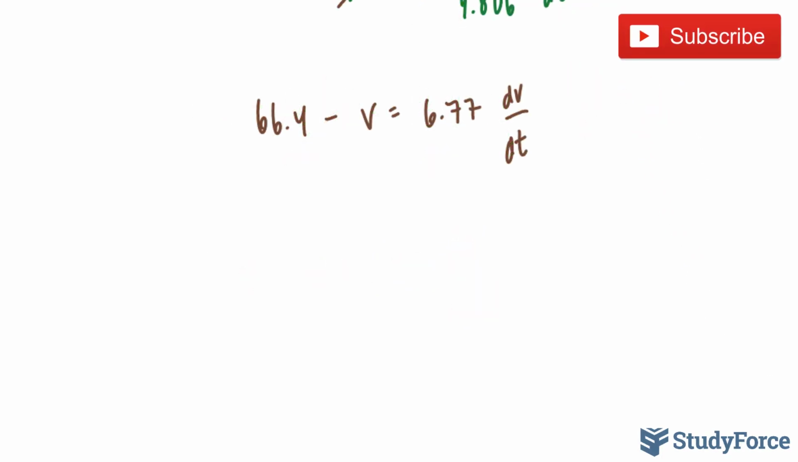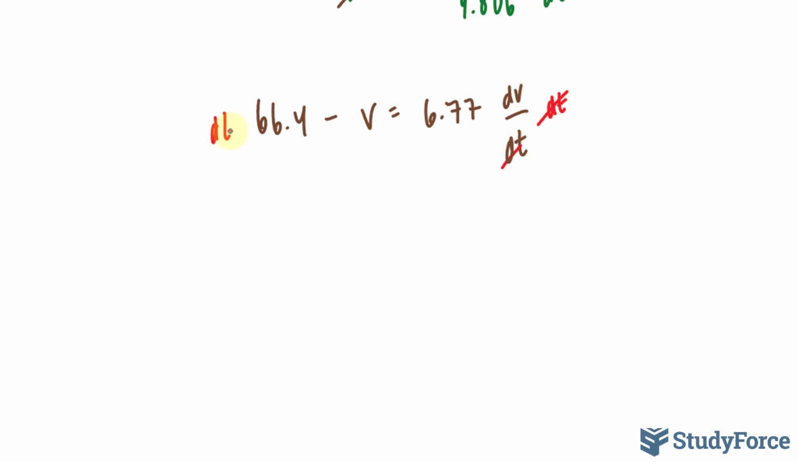Now it's time to separate the variables and integrate. Let's start by separating the variables. The first thing that I'll do is multiply both sides by dt, and if I do that, this dt and this dt will cancel out, leaving us with the expression on the left side.